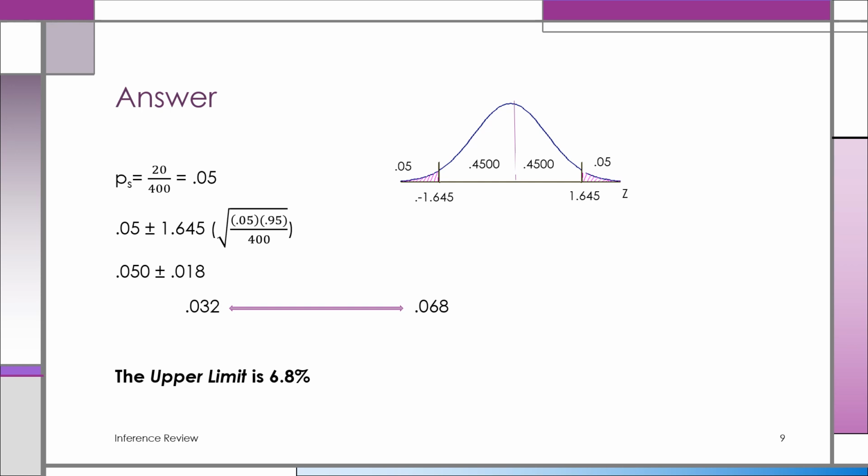0.05 is in the middle. You add 0.018 to it, you get an upper limit of 0.068. You subtract 0.018 from it, and you get a lower limit of 0.032. The probability that this interval between 0.032 and 0.068 really does contain the true population proportion is 90%. To answer the question, what's the upper limit of this confidence interval? The upper limit is 0.068, but if we express it as a percentage, it's 6.8%.